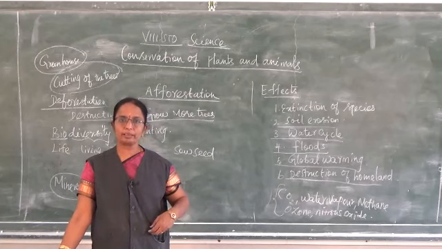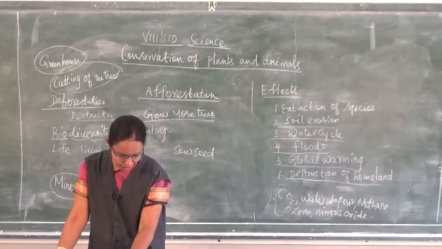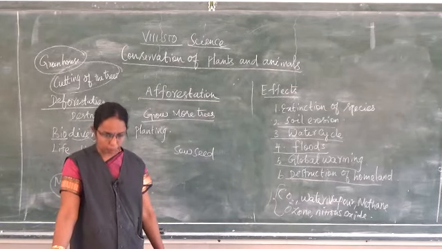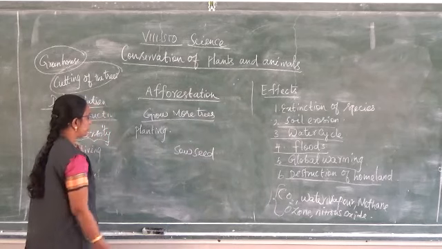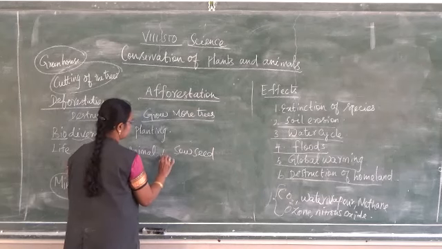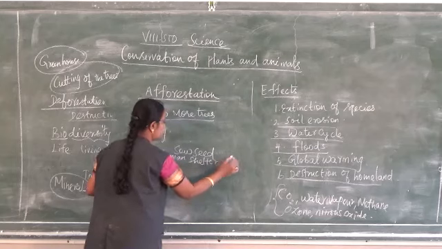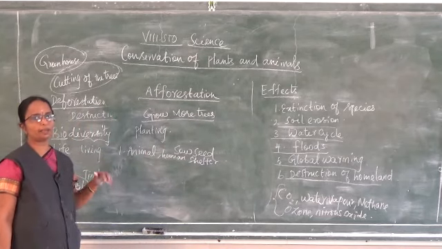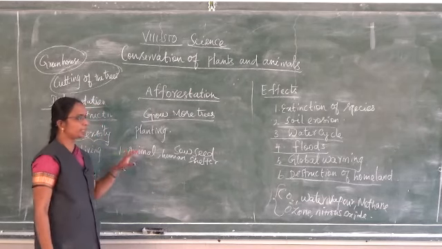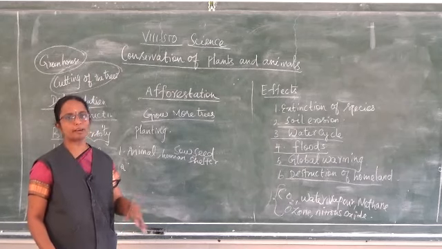So what are the causes? Why do we have to afforest? The first one is helping the animals, not only human beings, with shelter. Animals and human beings need shelter. Shelter means the place where we are living. Wild animals especially need shelter. They can be found only in the forest. So for that, the forest, the trees, are needed.